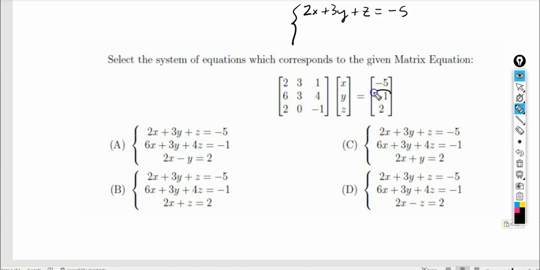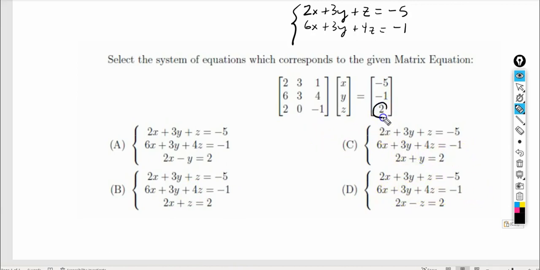All right, now where does this live? It lives row 2, column 1, so I'm going to take row 2 and multiply it by column 1, and I'll get an equation. 6 times x plus 3 times y plus 4 times z equals negative 1. And now I'm going to look at the second equation from all of my options. That fits, that fits, that fits, that fits.